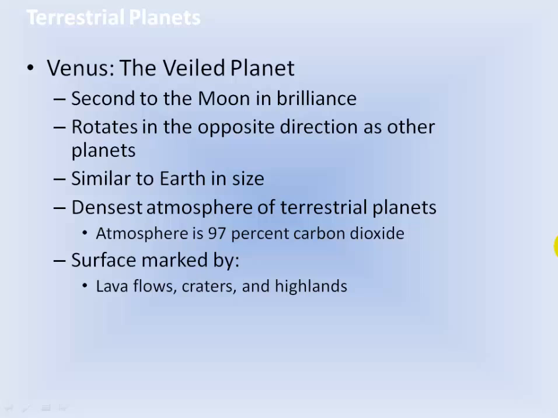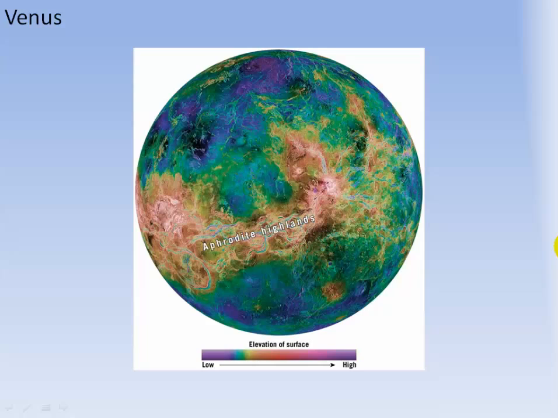Venus, the veiled planet, second to the moon in brilliance in our sky, rotates in the opposite direction as the other planets, and is similar in size to the Earth. It has the densest atmosphere of the terrestrial planets. Its atmosphere is 97% carbon dioxide. It's a really hot planet. The surface is marked by lava flows, craters, and plains. So here is a radar recreated image of Venus. We can't really see through its atmosphere.